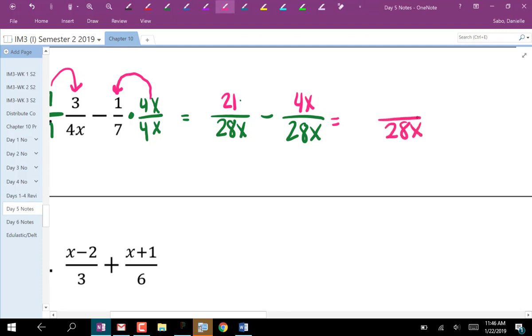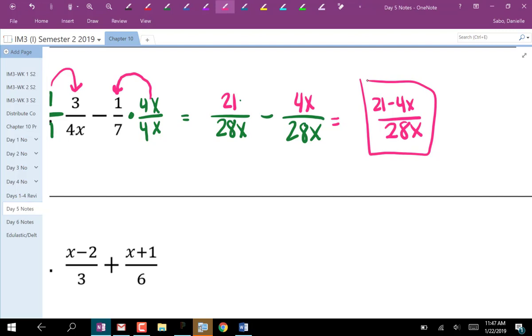There's nothing you can do. You just have 21 and 4x. So I'm just going to rewrite it. 21 minus 4x. That's my final answer. You can't divide all 3 of them by a number. Do you have questions on that one?